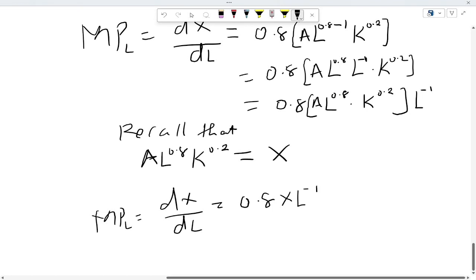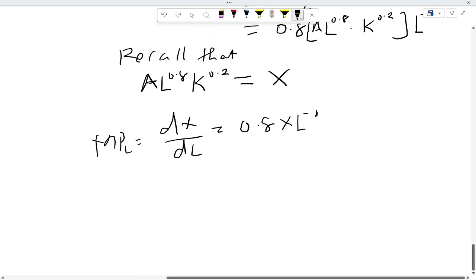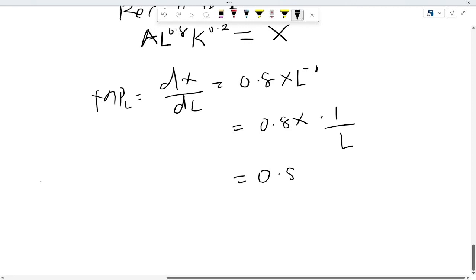Now L to the power minus 1. And with the simple law of indices, your L to the power minus 1 is the same thing as 1 over L raised to power 1. So that's like multiplied by 1 over L raised to power 1. You don't have to write it. So you have 0.8x all over L. That is your MPL.